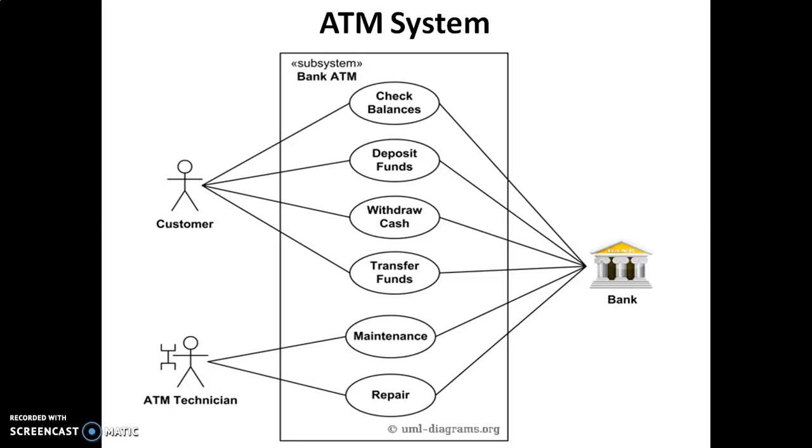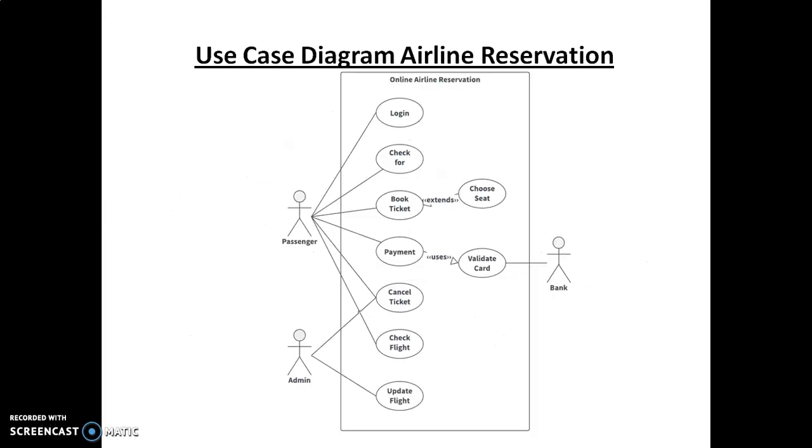Okay. Got it or not? If you have any kind of doubts, you can ask me. Okay. The second and last example is the airline reservation. Again, the main task is what? You have to find out the actors, which are primary and which are secondary. Again, you have to find out the role played by the actors.